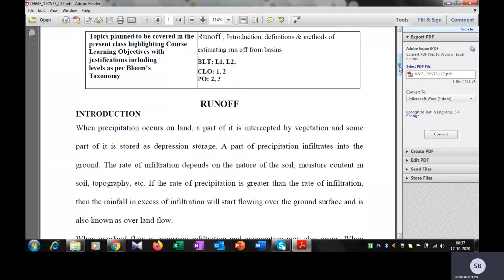Let us discuss the effect of runoff and what affects the runoff. Amount of rainfall, permeability, vegetation, slope are going to affect the runoff. Now let us discuss one by one.